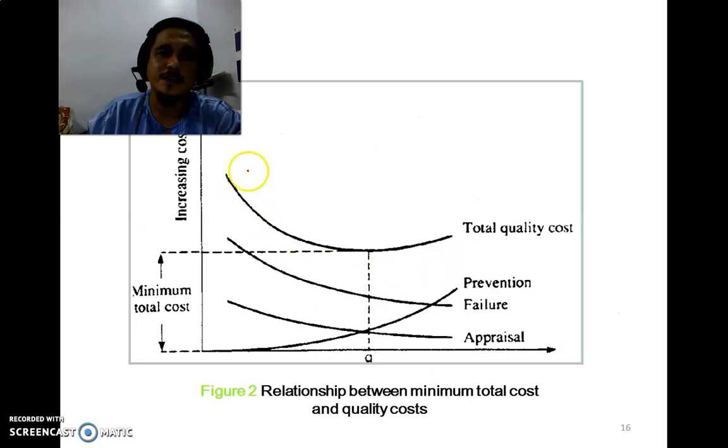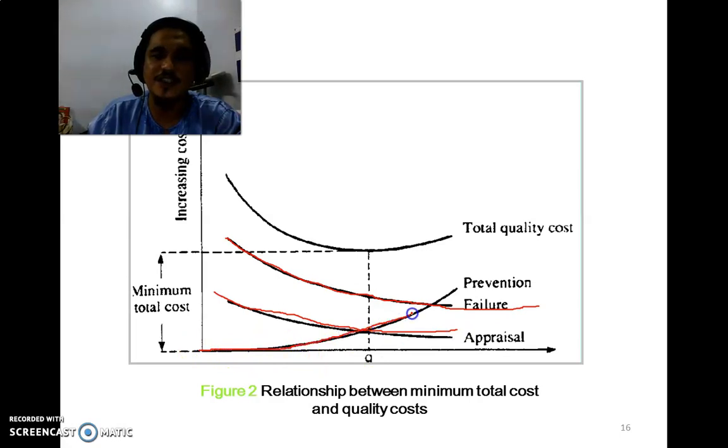Okay. All right. So when we plot the graph, we have a prevention cost and a failure cost. Maybe we can reduce it through the quality improvement program. The failure cost will be reduced from time to time. This is targeted by the company, and the appraisal cost also we can reduce from time to time. Okay, but the prevention cost will be increased.